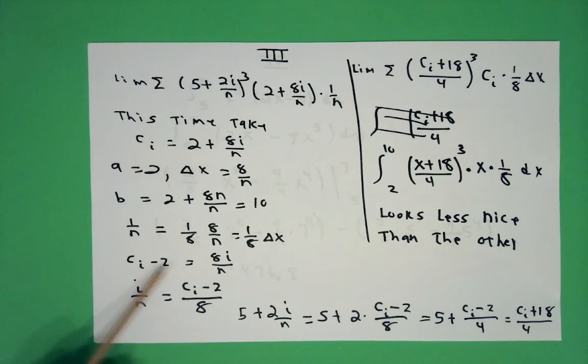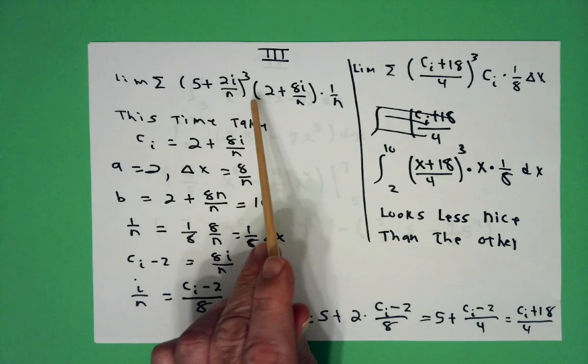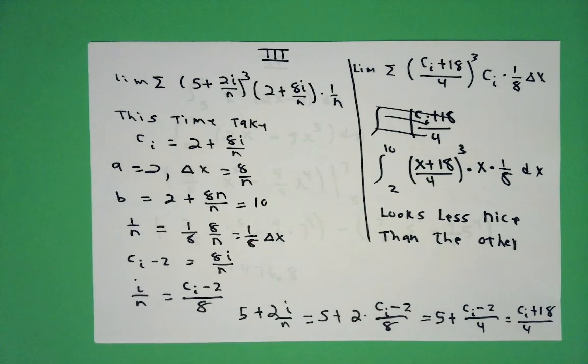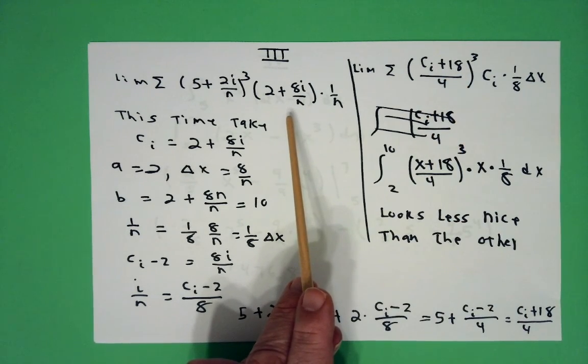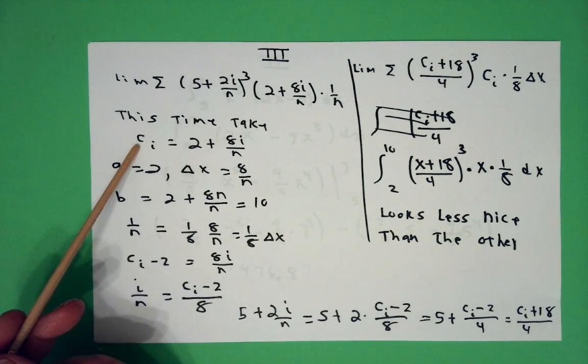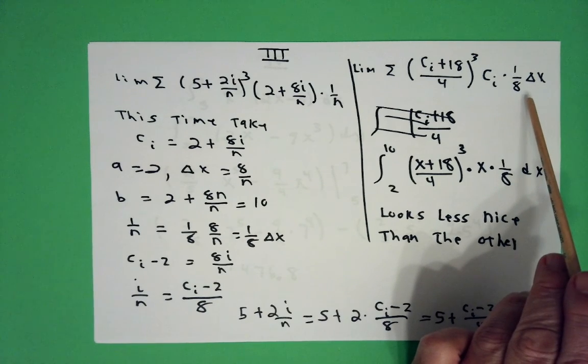So ci minus 2 is 8i over n. i over n is ci minus 2 over 8. The factor that I'm going to cube is 5 plus 2 times i over n, which is 5 plus 2 times ci minus 2 over 8. Then algebraically rearrange that to get ci over 4 plus 18 over 4. This is the quantity that I'm going to raise to the third power. So limit of sum of the cube of this quantity we just figured out multiplied by 2 plus 8i over n, which we chose to be ci. So I'll just write the ci down. The 1 over n was 1/8 times delta x.